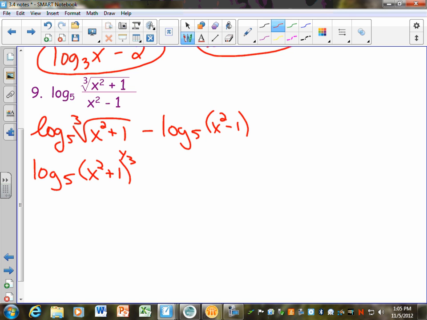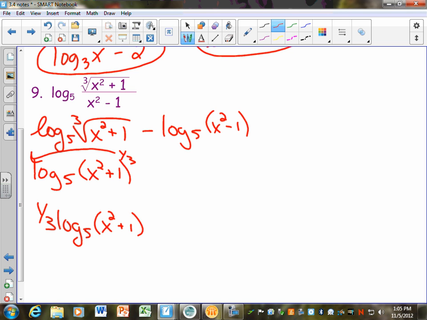And why would I want to do that? Well, because I have a lovely property that says if I have an exponent, I can bring it out front. So anytime you have a root like that, if you can make it an exponent, well, then I can just bring that out front, and that looks a whole lot better. Now I have 1/3 times log base 5 of x squared plus 1. Again, notice I put it in parentheses. That's really not terrible.